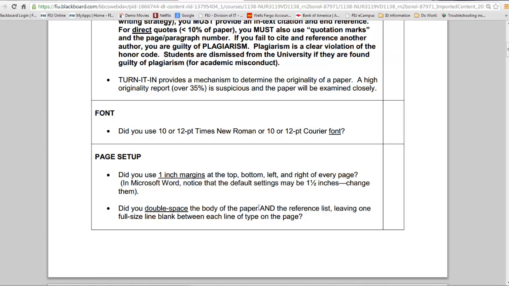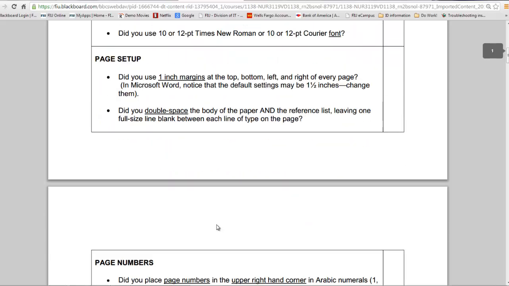Double spacing. All entries must be double spaced. Most errors that I see are that students do a lot of extra spacing between paragraphs. No. Even between paragraphs, there should only be double space. No extra spaces between paragraphs.